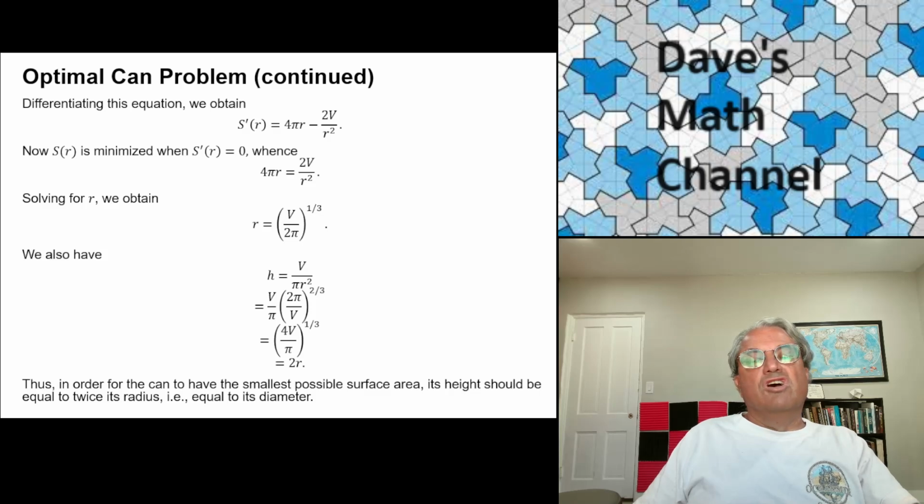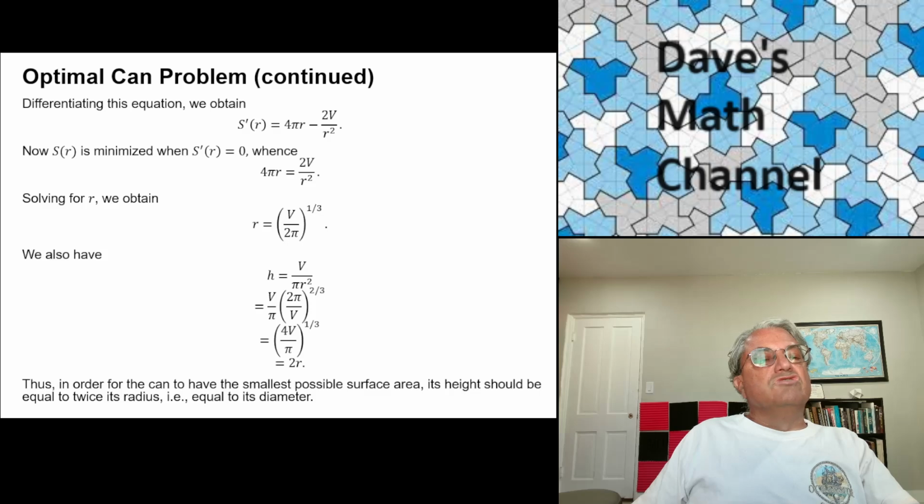I like to write fractional powers this way instead of using radicals. Some people write this as the cube root of V over 2 pi, but I just don't like using cube root symbols. It's more complicated, at least in my mind it is, because roots, radicals, are just fractional powers. So you might as well write it as one. So that's our formula for r.